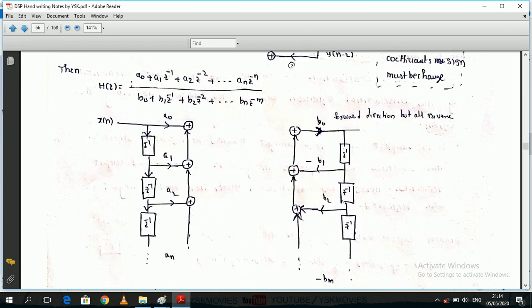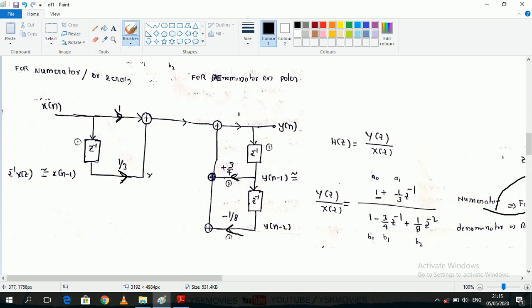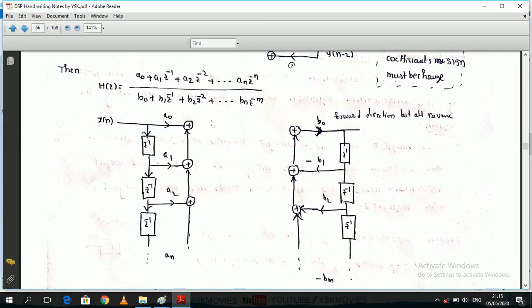See, one example, if it is like h of z is equal to a naught plus a1 z inverse plus a2 z power minus 2 plus so on, and the denominator b naught plus b1 z power minus 1 plus b2 z power minus 2, like this. Lastly we ignore this line also. We simply ignore this line, like we have to separate for input and output integrators. From this equation, how can you design a network by using direct form one realization?